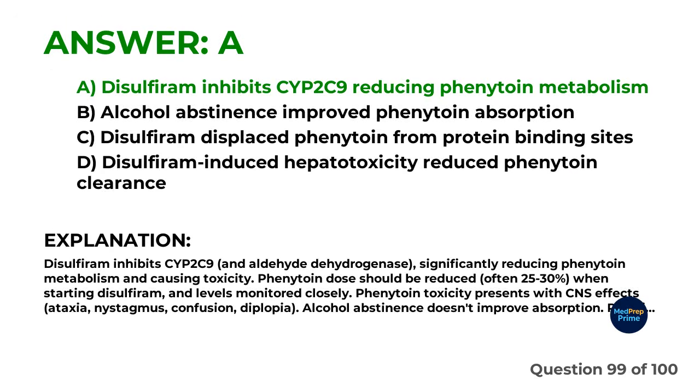Correct answer A. Disulfiram inhibits CYP2C9, an aldehyde dehydrogenase, significantly reducing phenytoin metabolism and causing toxicity. Phenytoin dose should be reduced, often 25 to 30% when starting disulfiram, and levels monitored closely. Phenytoin toxicity presents with CNS effects, ataxia, nystagmus, confusion, diplopia.